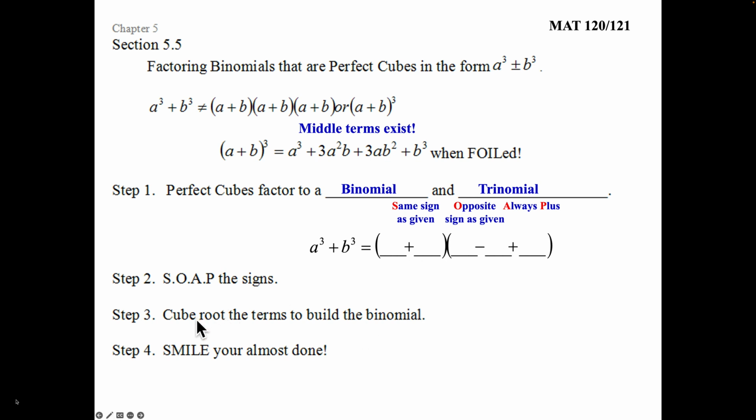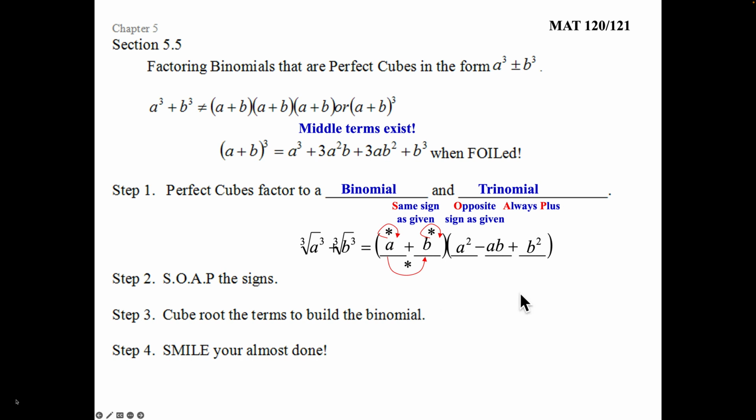So step 3, now you're going to take the cube root of each term to build the binomial. The cube root of a cubed is a. The cube root of b cubed is b. Binomial is done. Now, once you're done with the binomial, you're going to smile. You're almost done. You go to this binomial and make a smile face: a times a, a squared. A times b, ab. B times b, b squared. And now it's factored. You are done.